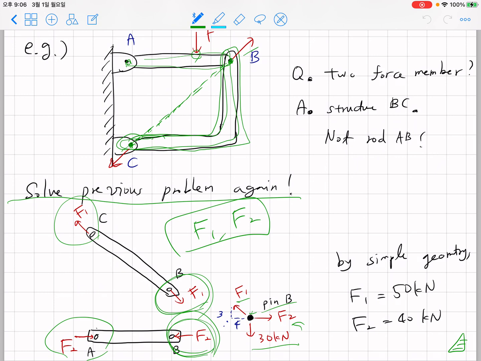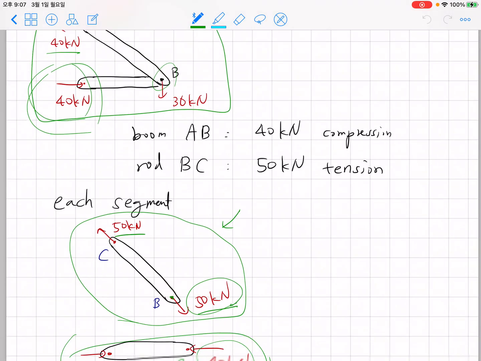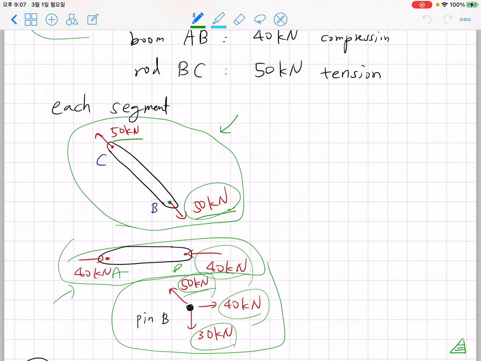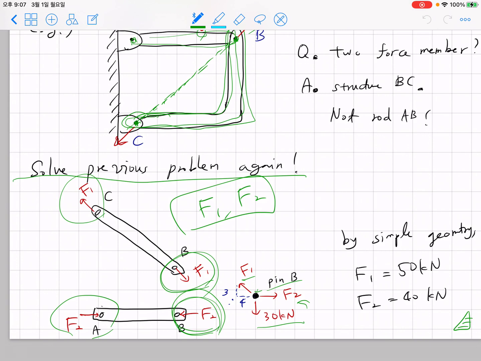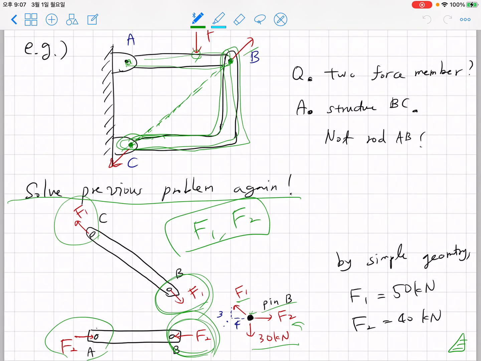Like F1 must be 50 kilonewton and F2 must be 40 kilonewton, and the answer is the same as our previous solution. Okay, so when you encounter a statics problem, try to figure out the two-force member first, so that you can reduce the number of unknowns. Okay, so this is the hint that I gave you about solving statics problems or freshman physics problems.